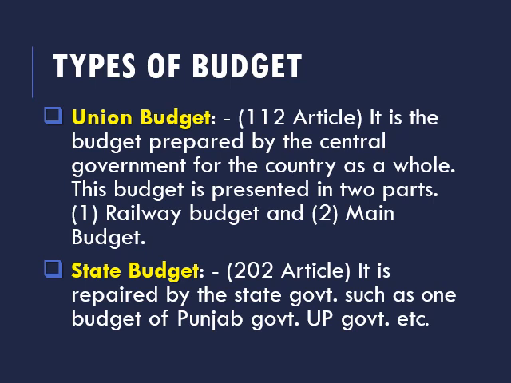State budget. State budget comes under Article 202 and it is prepared by the state government, such as the budget of Punjab government, UP government, Assam government. It is prepared by the chief minister or state finance minister, but it is presented by the chief minister of the state in the legislative assembly. Okay.